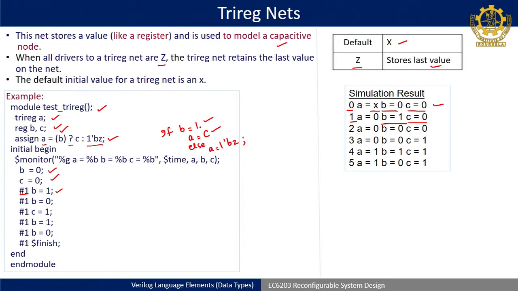So now when B is 1, what is my A now? That means if B is 1, A is now C. So C is equal to 0. So A is equal to 0. Okay. Now next is another time unit, 2. My B is becoming 0. Okay. C we have not defined, so C will remain the same as 0.